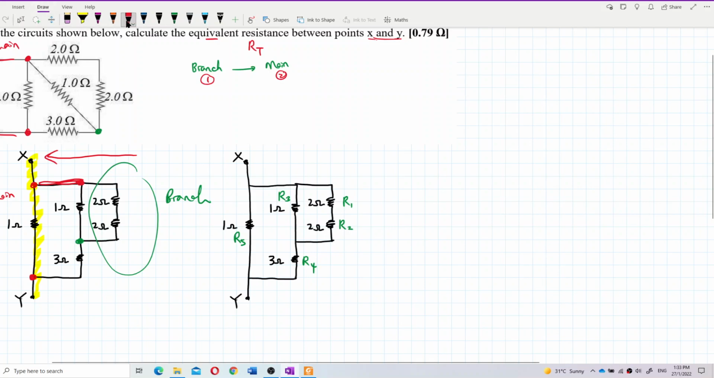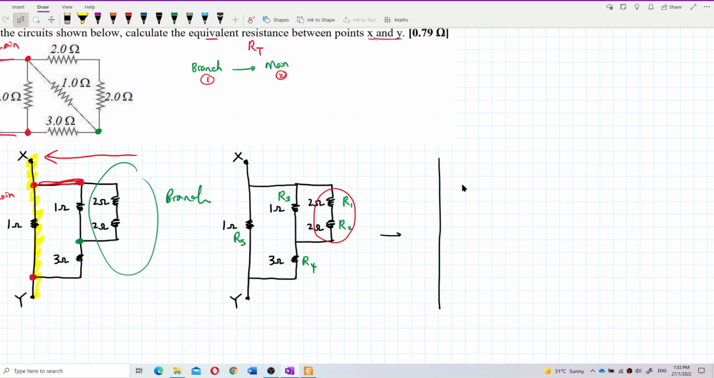Okay, so what I can say is, I'm going to combine this, which is in series. I combine this and it will become, okay, I redraw this. A lot of drawing. If you're expert already, you don't need to redraw.